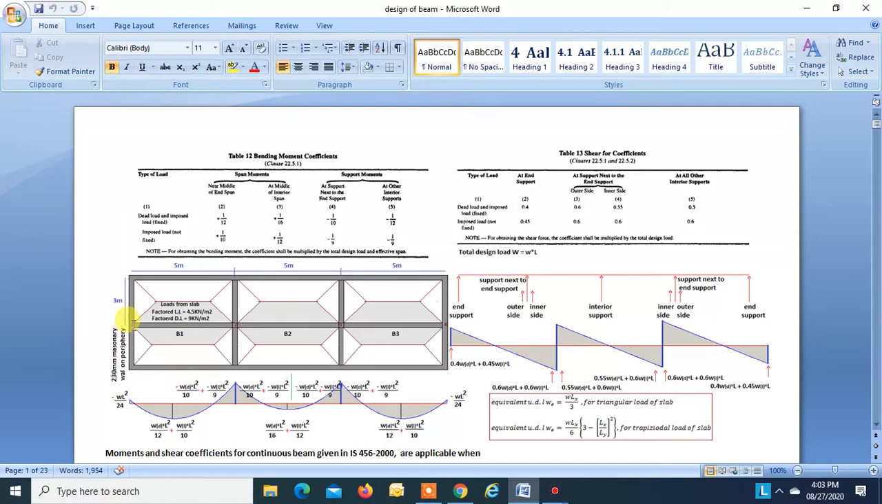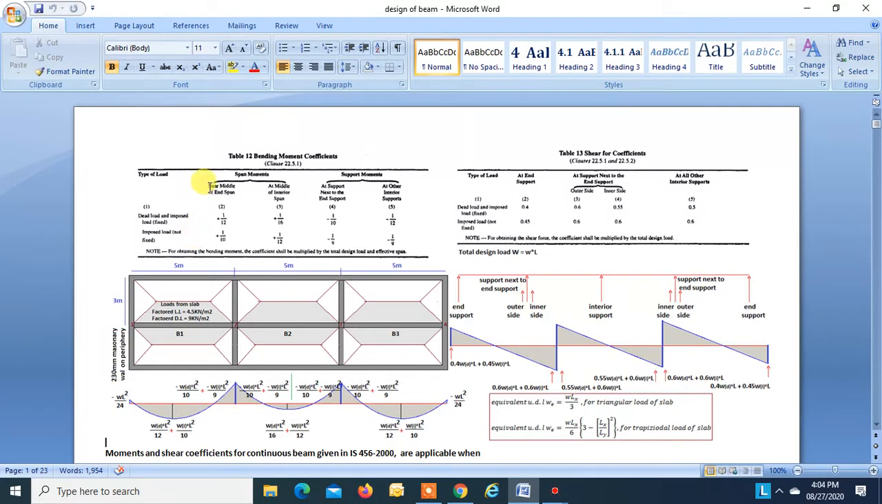The code says when the end of the beam is resting on a free end support, then you have to take a moment equal to total load into effective span divided by 24. But as we are taking a small w, that is kilonewton per meter, our formula is wL square by 24. So this is the moment we have to apply over here in our case, because the beam is supported on masonry and the joint is to be taken as partially fixed, right?